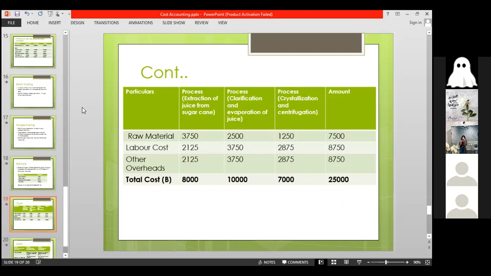Now here we have the same process, that is production of sugar, again classified into the three processes that are involved. Process number one is extraction of juice from sugarcane. Process number two is clarification and evaporation of juice. Then next is crystallization and centrifugation for sugar. So that's how sugar is produced, and every process has a cost: the extraction of juice, evaporation of juice, and then crystallization to make it sugar.